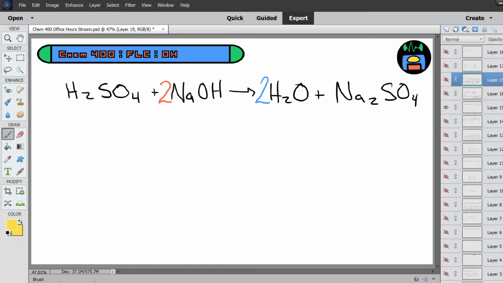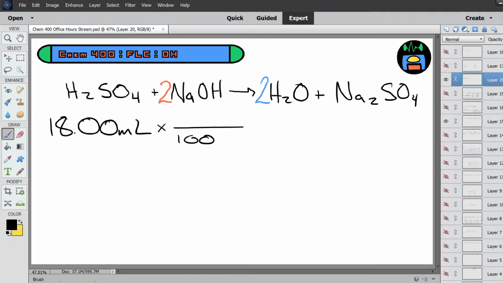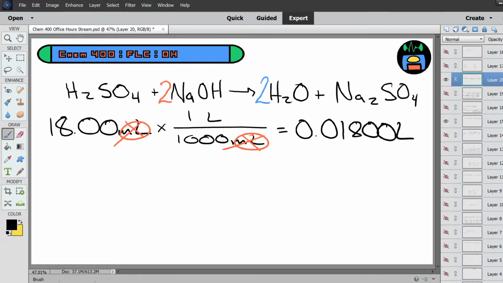All right, before we can calculate our molarity, we have our moles of sulfuric acid. We need to convert our volume of sulfuric acid from milliliters to liters. So we have 18.00 milliliters of sulfuric acid that we need to convert to liters. So there's 1,000 milliliters in 1 liter. Milliliters cancel. So our volume is 0.01800 liters.